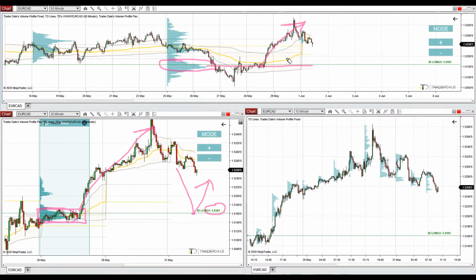Right, so that's the volume accumulation setup. When there is a pullback to this level, I expect a buying reaction. Alright, so that's for the Euro Canadian dollar.